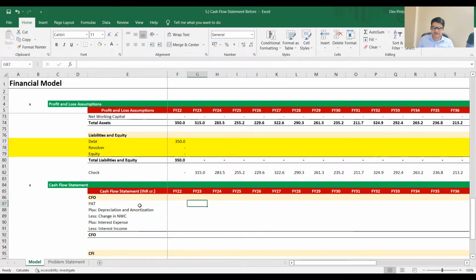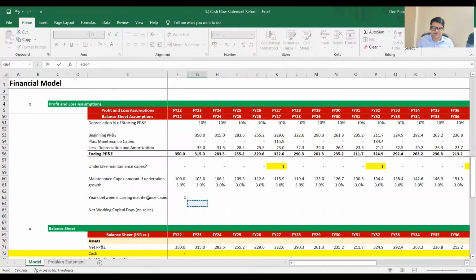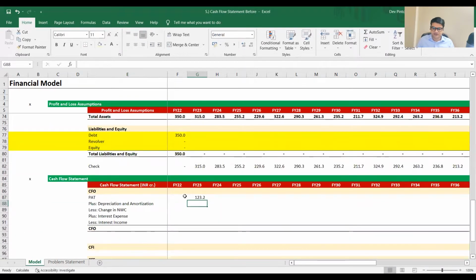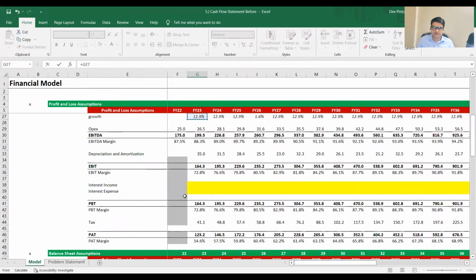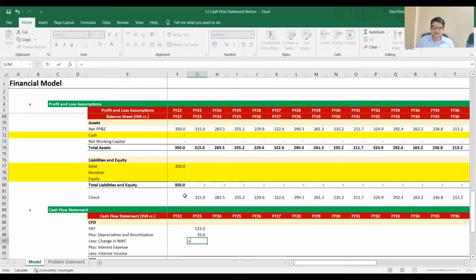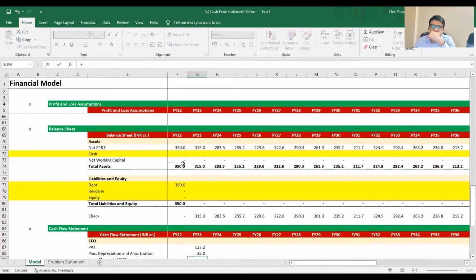Let's just link everything, right? So for FY23, let's go to the P&L, link the PAT straight from here. Yep, and amort, go again back straight to this. Change in NWC, let's go with the balance sheet. So it will be previous year minus this year, right? Because if this were to go up, it's an asset, cash would go down.